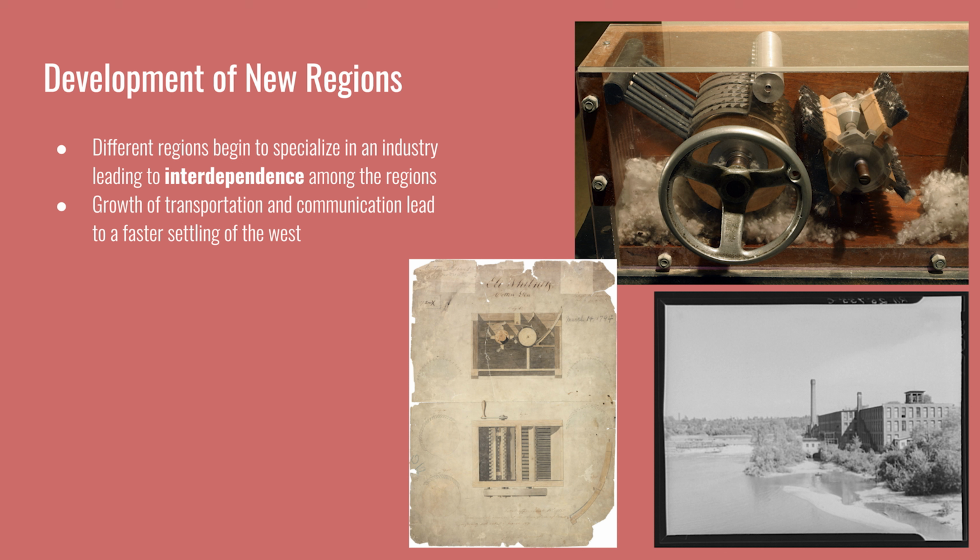The West produced food for the rest of them. The cotton that's grown in the South went to the textile factories in the North, and the factories in the Northeast produced finished goods that were bought by all the regions. The growth of transportation and communication led to a faster settling of the West. The railroads and the telegraphs allow people to stay connected and allow them to live further away from each other.